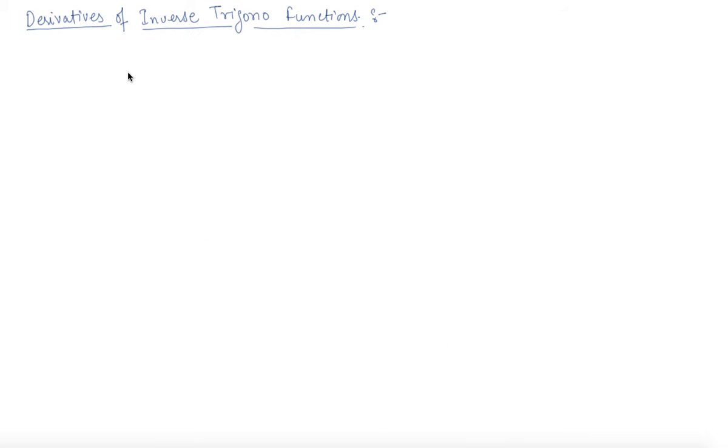Now let's discuss the derivatives of inverse trigonometric functions. Students, now we will discuss the derivatives of inverse trigonometric functions. For example, let's say we are given y is equal to sine inverse of x. Can I write this as x equals sine y? If I differentiate on both sides, what I will get is 1 is equal to cos y dy by dx.